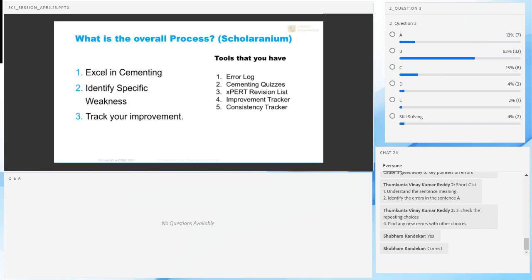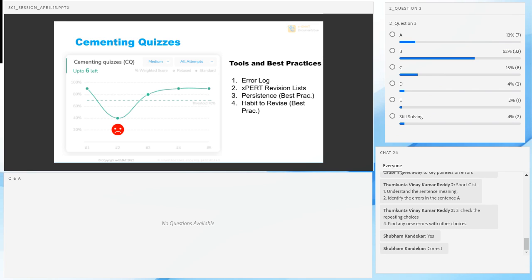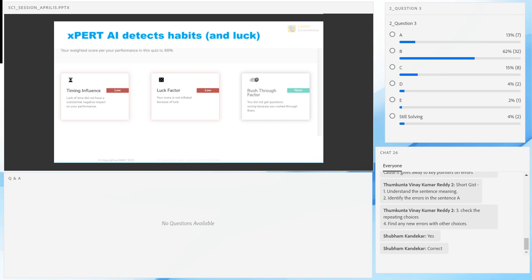I'm not going into the details over here. Frankly, these are the kinds of charts that you see. A lot of analytics here. You first do medium cementing. If you falter over here, you then fix your issues, and then you prove to the system that yes, you can answer questions correctly, confidently. And then you move on to hard cementing. Again, the expert AI creates revision lists for you, different kinds of revision lists, and I want you to take feedback from all of those properly, and do appropriate strategic review.